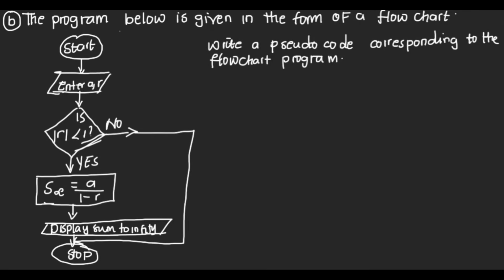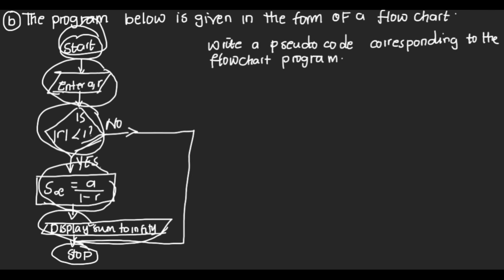Now we can move on to the last question for this lesson. The program below is given in the form of a flowchart. So we have start, enter a, error. Is absolute error less than 1? If yes, then you calculate sum to infinity. Then you display sum to infinity. Then if no, you just stop.